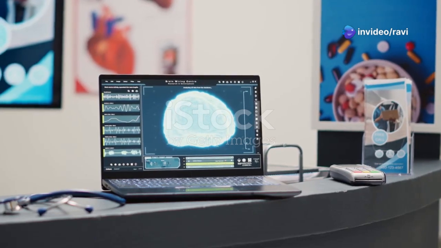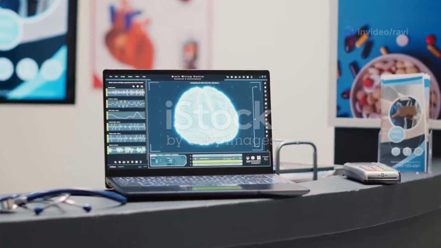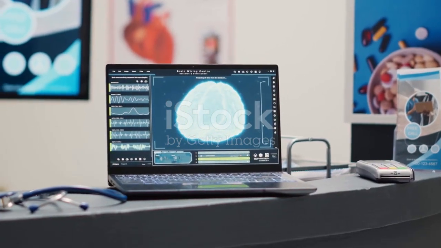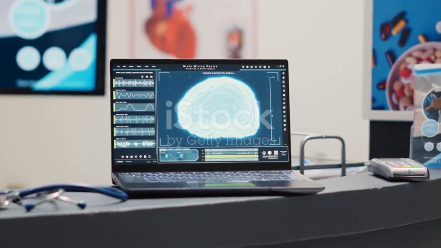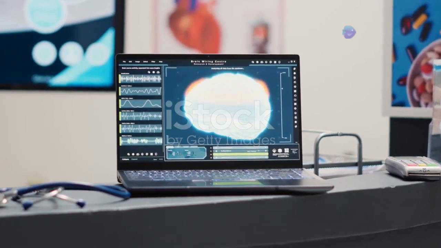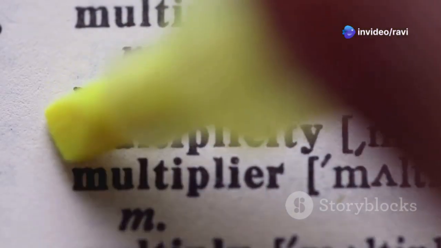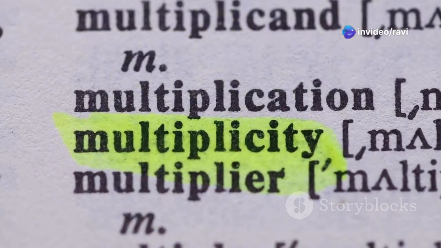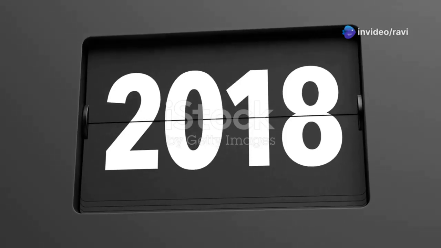While Word2Vec and GloVe were revolutionary, they had a significant limitation. They assigned a single static embedding to each word, regardless of its context. But we know that words can have different meanings depending on how they're used. In 2018, a new wave of models emerged to address this challenge.